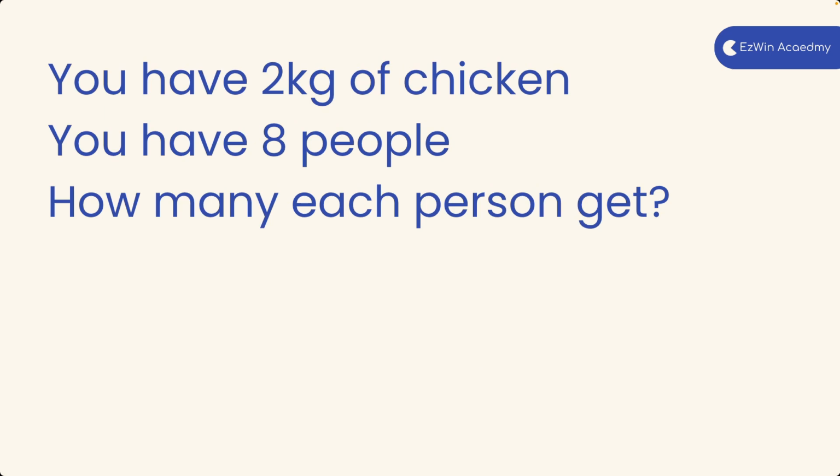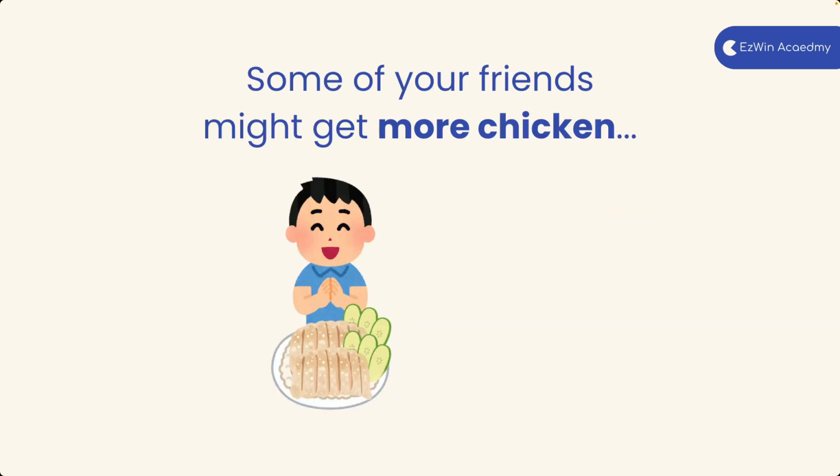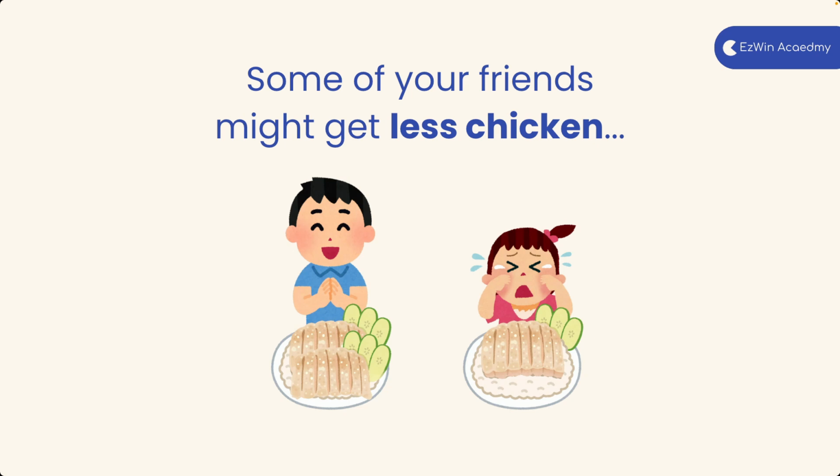Yes, it is. So you have 2 kg of chicken, you have 8 people. How much chicken would each person get? So if you don't know how to use fractions as decimals, then some of your friends might get more chicken and they might be very, very happy. Who doesn't like more chicken? But some of your friends might get less chicken and they might cry on the inside.